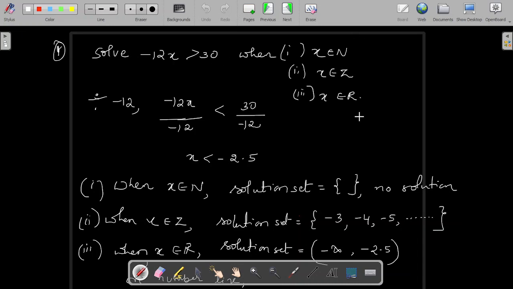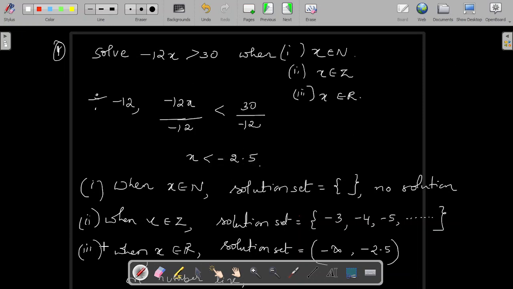There are three cases. x can take different values when it's a natural number, when it's an integer, and when it's a real number. What you should do is divide throughout by minus 12. Let us divide both sides of the inequality by minus 12. So minus 12x by minus 12 is x, and you know that when you divide by a negative number, the inequality reverses. 30 by minus 12, so this cancels, x is less than minus 2.5.